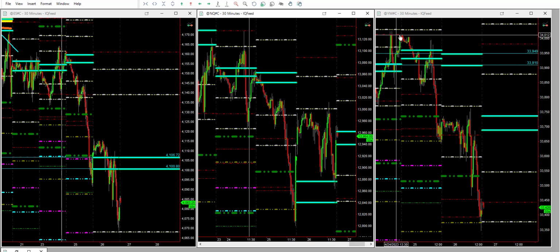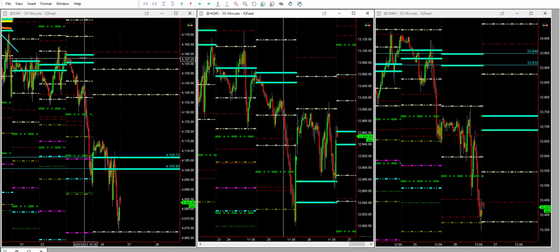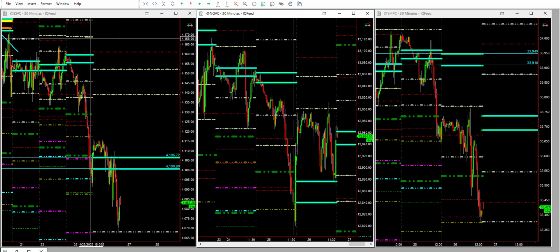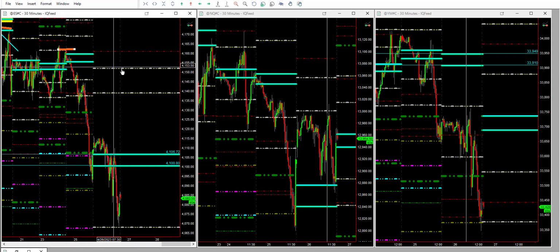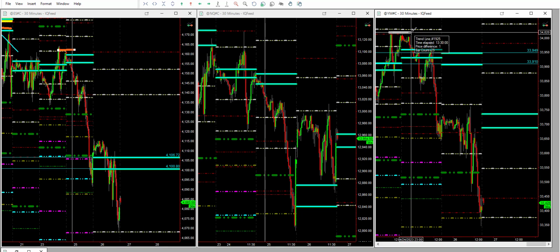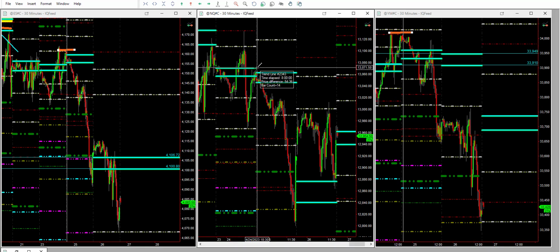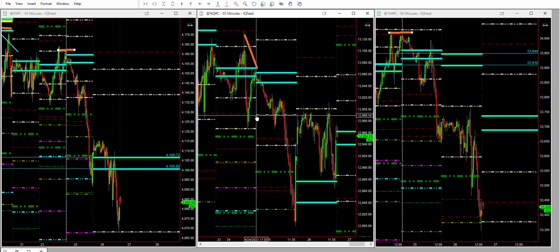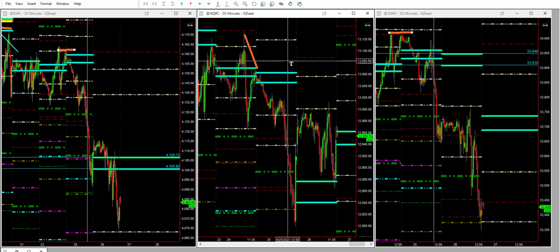But if you look at this, YM made a double top, ES made a double top, YM made a double top, and what happened to NQ? NQ is showing extreme weakness. And now, if you want to short something, you should short the weakness.